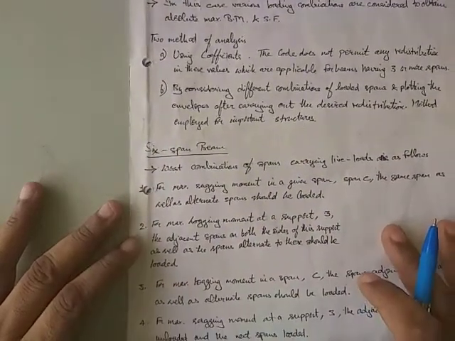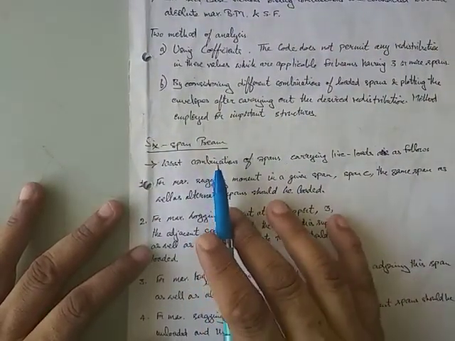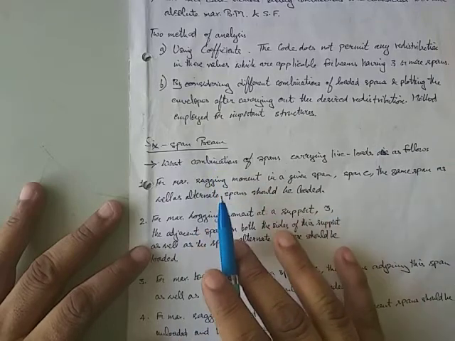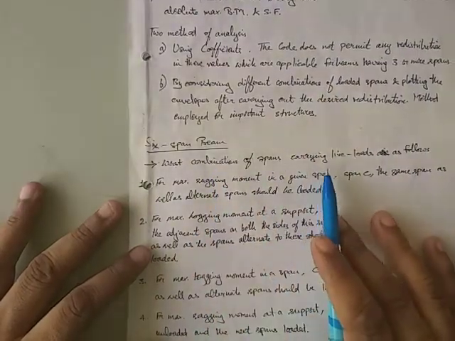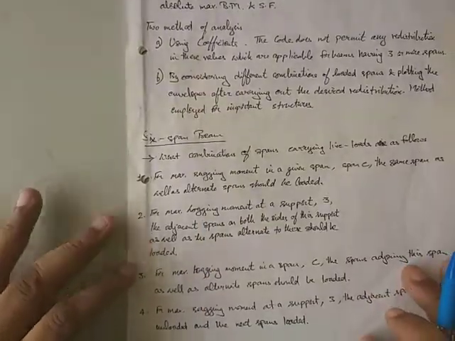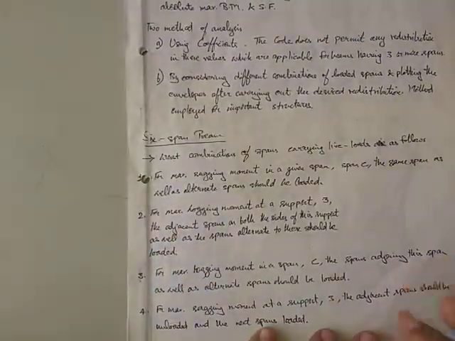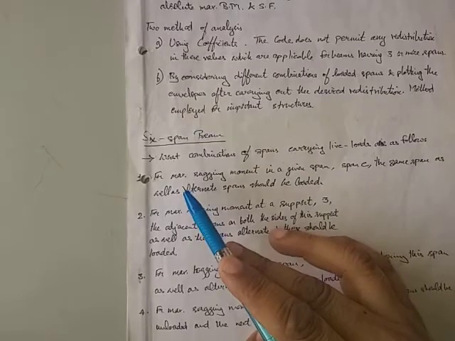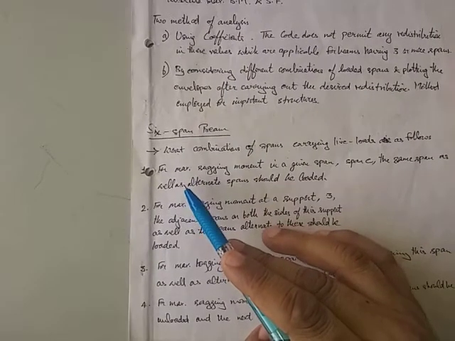So basically, let us say we take up a 6-span beam. In the multi-span beam case, the worst combinations of spans carrying live loads are as follows. First case, I'll show you the figures also. I just read it out for you. We just try to understand.